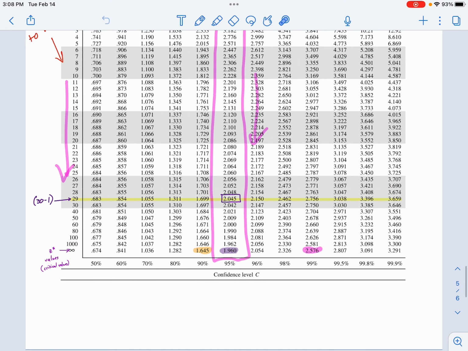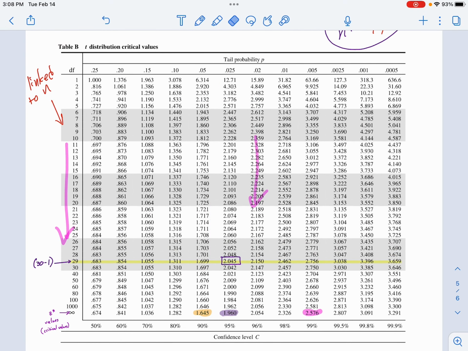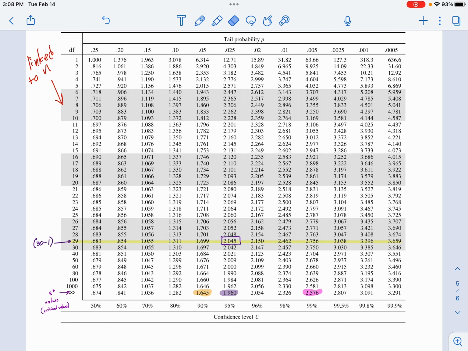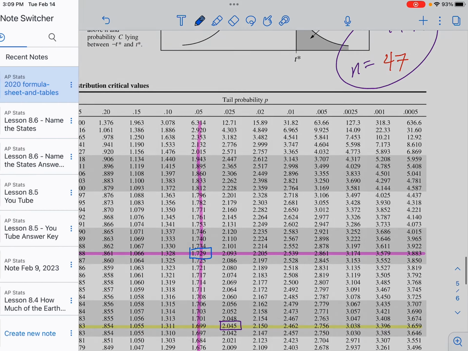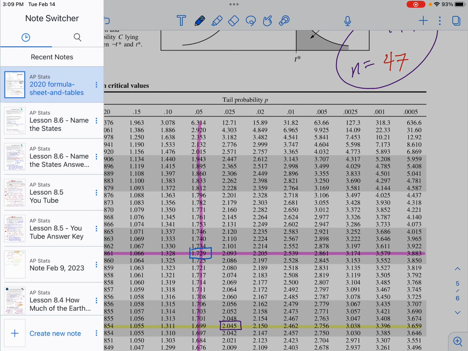Here's my formula sheets. Let me clean this up a little bit. I'm going to look up 90% and 19. So here's 19, this row. Degrees of freedom, right? Degrees of freedom, 19. And then 90% is this one. So they give me this, 1.729. That is my T star, my critical value for this.